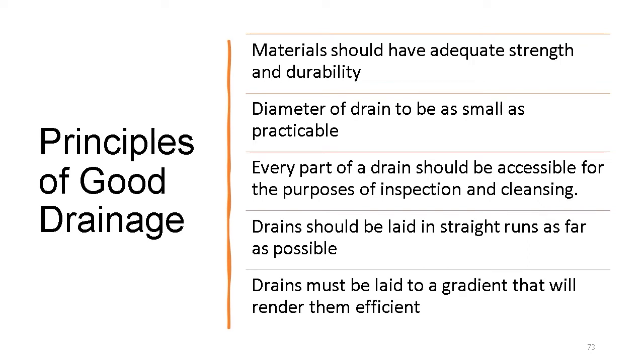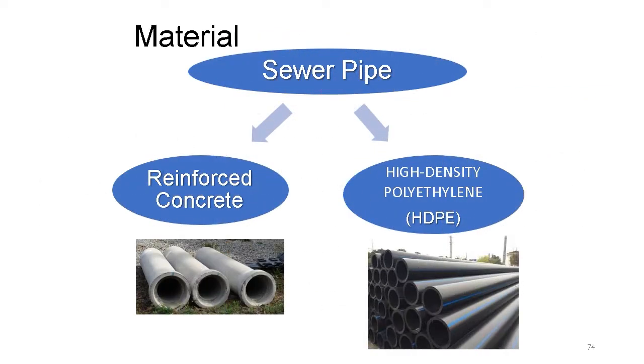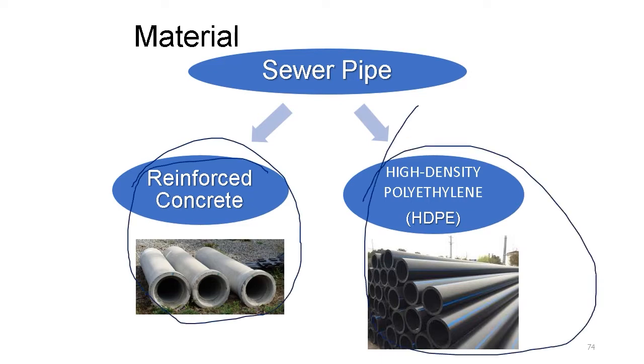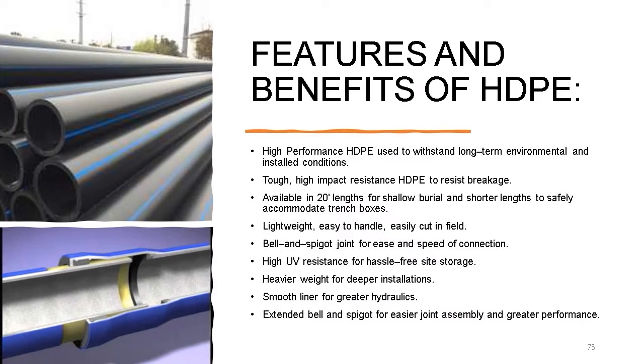Drains should be laid in straight runs as far as possible. Drains must be laid to gradient that will render them efficient. The material that's suitable for sewer pipe is RC pipe and HDPE pipe. RC pipe dah biasa sangat kita tengok kan. But the HDPE, the features and the benefits. High performance HDPE used to withstand long-term environment and install condition. It is tough, high impact resistant HDPE to resist breakage.